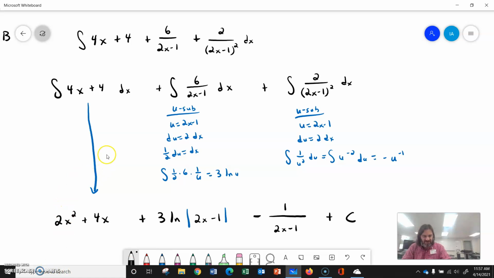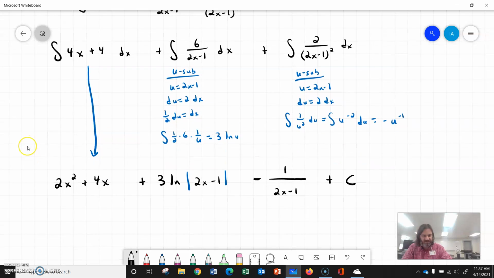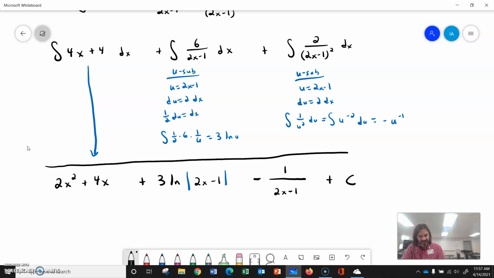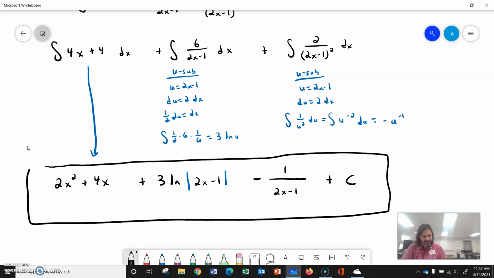So sliding down here just a little bit, so we can draw a little box around our answer. 2x squared plus 4x plus 3 times the natural log of 2x minus 1, and then minus 1 over 2x minus 1, and don't forget that plus c. Good job.